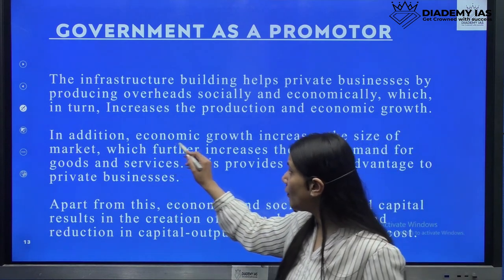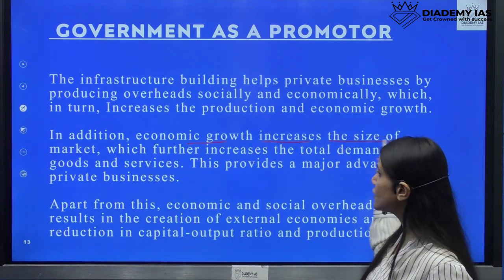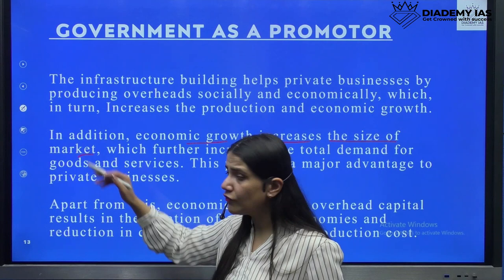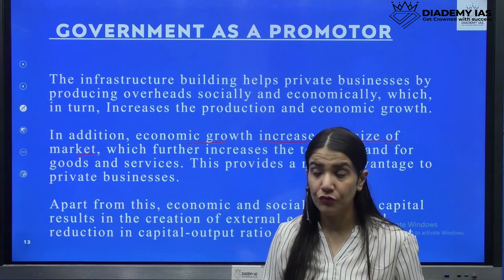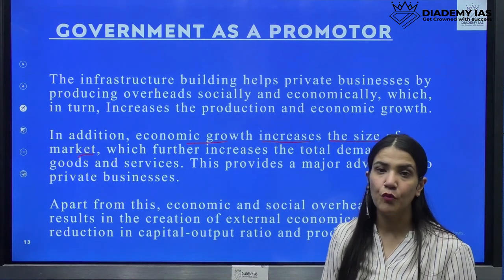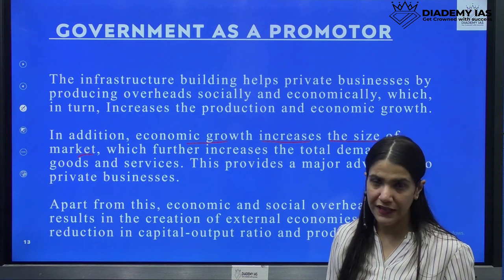In addition, economic growth increases the size of the market. The way the economy of the country improves, directly proportional is the way the market is going to be enriched.